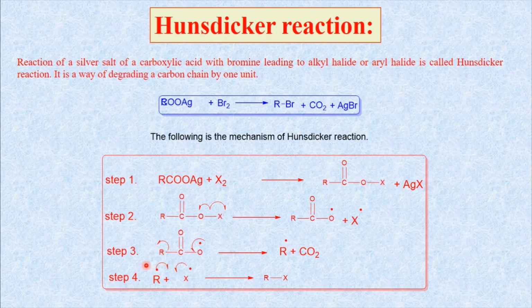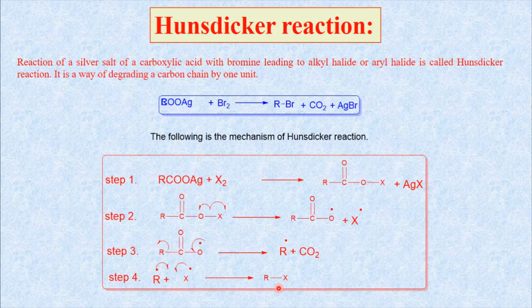Then the last step is that this R radical reacts with the X radical and you will get your alkyl halide. Consider X equal to Br: you will get your alkyl bromide. So this is the simple reaction mechanism.